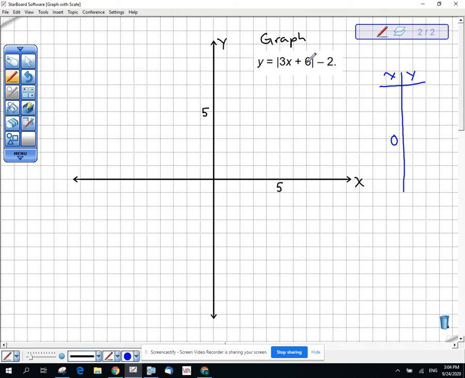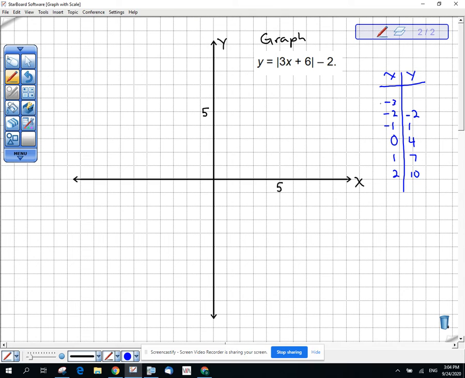That's perfectly fine, okay? So again, I'm going to start at 0, not knowing any better. 0 plus 6 is 6, minus 2 would be 4. And then I go 1, which is going to be 9 minus 2 will be 7. And I'll do one more, 2, which is 12, minus 2 would be 10. Go negative 1, that's going to be negative 3, plus 6 is 3, minus 2 would be 1. Plug in a negative 2, which is going to give me 0. The absolute value of 0 is 0, and minus 2 would be negative 2.